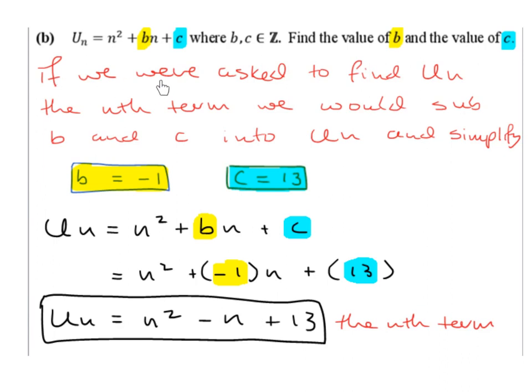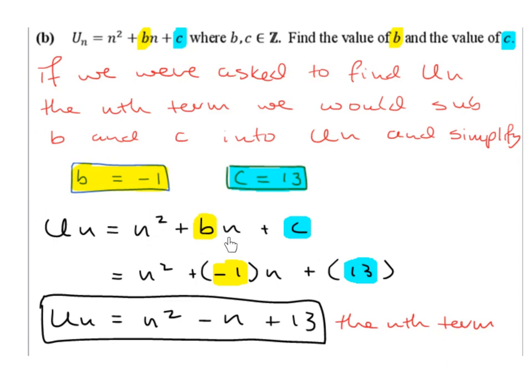Now, if we were asked to find Un, the nth term, we would sub b and c into Un and simplify. Now, we weren't actually asked to do that in this question, but it is a very common question. So we had Un equals n squared plus bn plus c. So that was the general equation. We found the values of b and c. So we found b to be -1 and c to be 13. So we can write this equation out again.